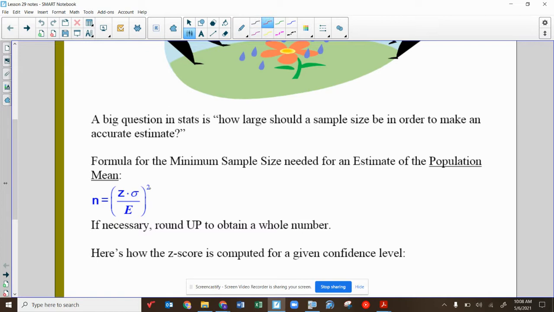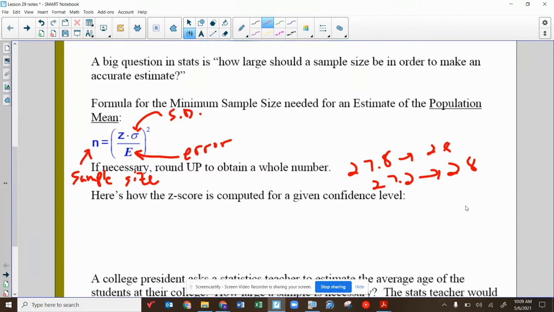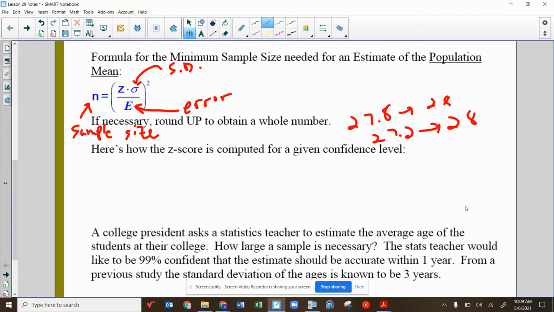So this is z-score. So this is standard deviation. This is the amount of error. All right, we're always going to take these problems and round them up. So if you get 27.8, you'd round that up to 28. If you got 27.2, you would still round that up to 28. All right, 0.2 of a person is going to count as a person, so we're already going to take that and round that up.